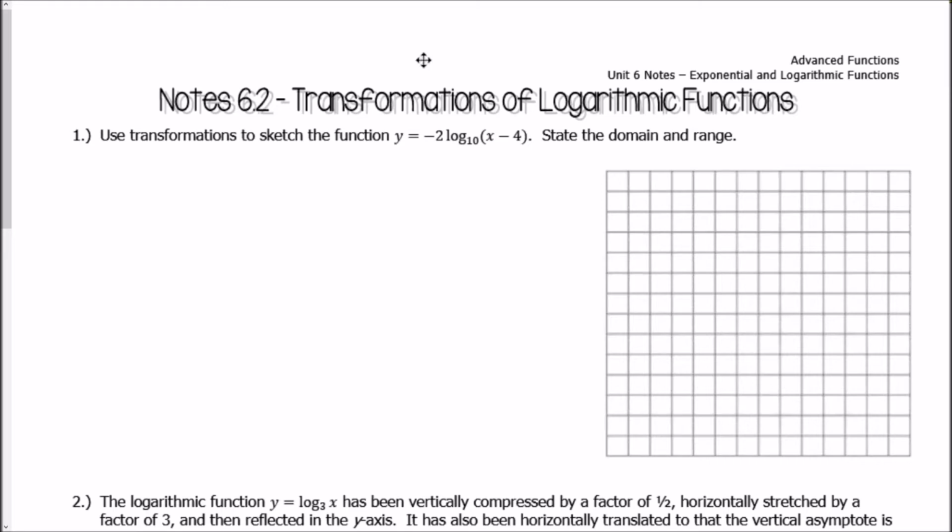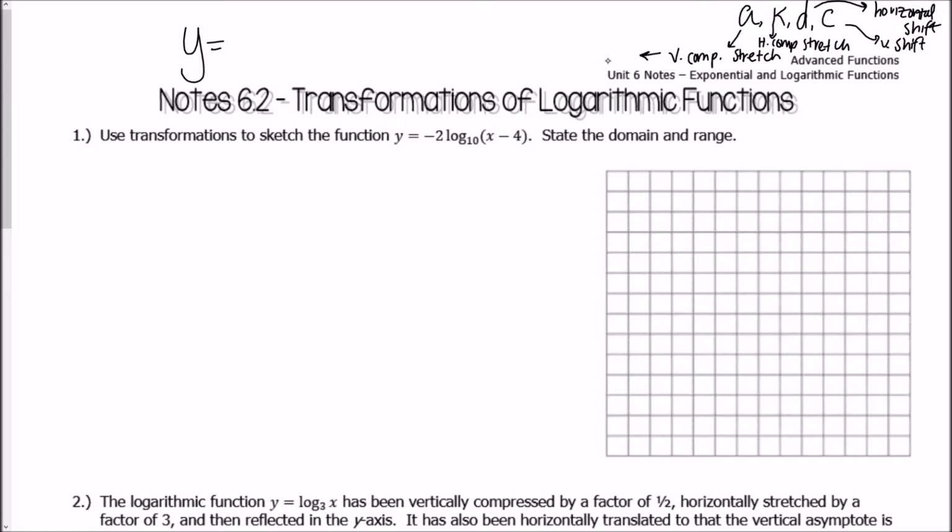So the first thing I want to do is write out the general formula for a transformed logarithmic function. Okay, so we still have our parameters of a, k, d, and c. And a, remember, is our vertical compression or stretch. K is our horizontal compression or stretch. D is our horizontal shift. And C is our vertical shift.